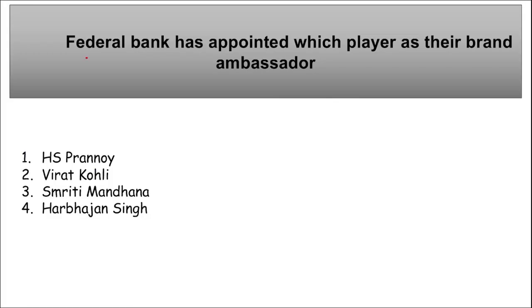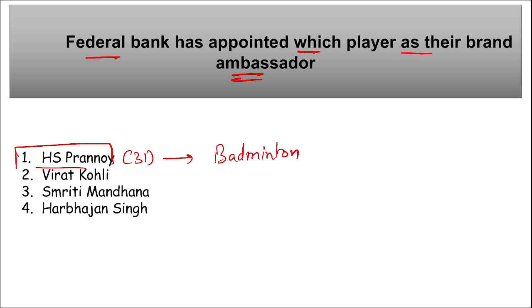Next, Federal Bank has appointed which player as their brand ambassador? So HS Pranoy has been recently appointed as the brand ambassador of Federal Bank for brand promotion. HS Pranoy, he is 31 years of age. He is related to which sport? He is related to badminton. Right? And under this partnership, Federal Bank will be the exclusive banking partner here, and HS Pranoy will be the brand ambassador of Federal Bank.